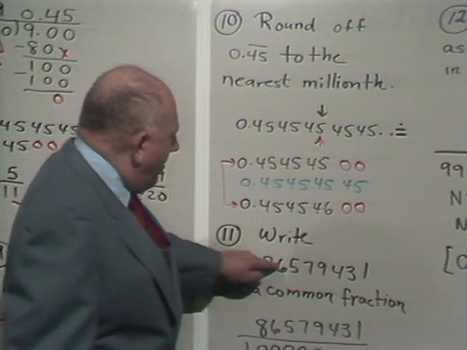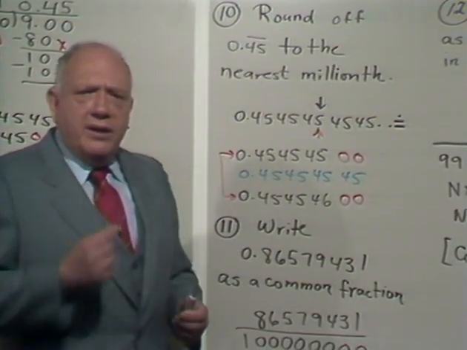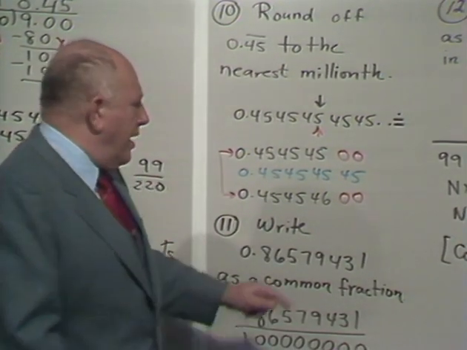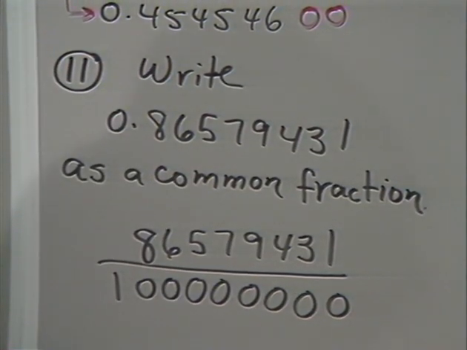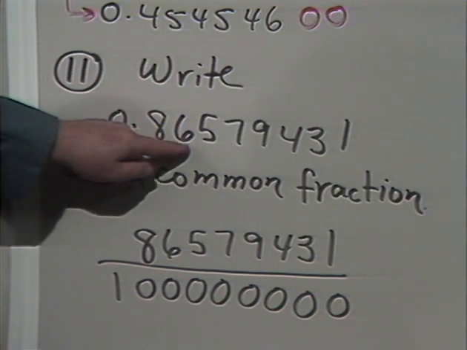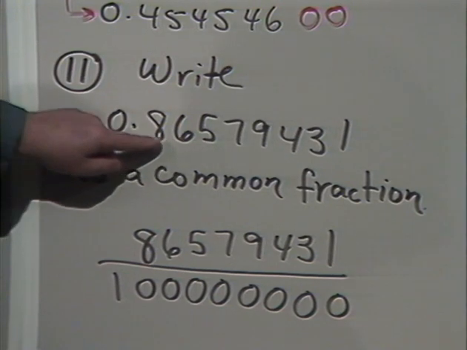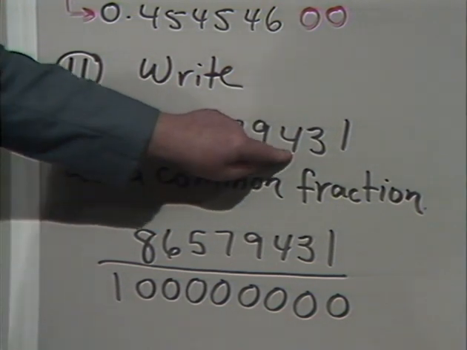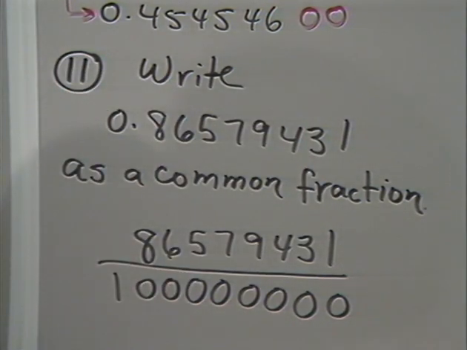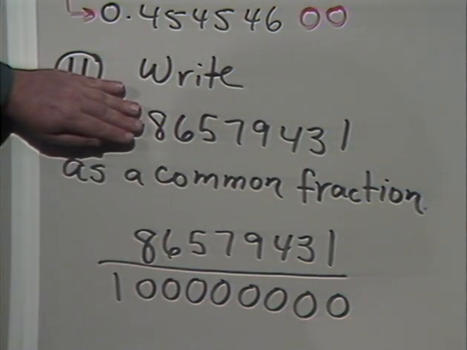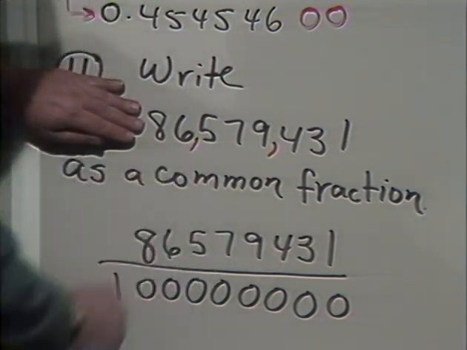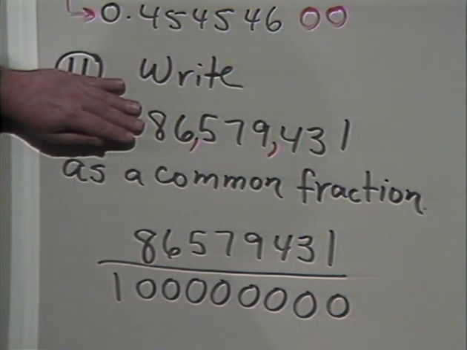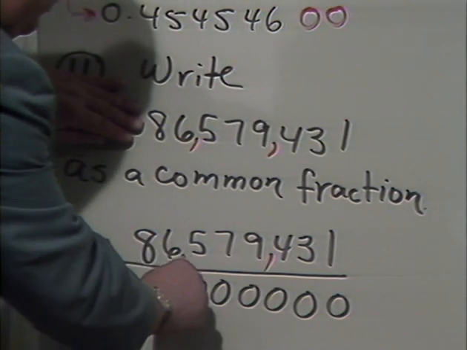And you see, no matter how many digits there are, if there are 1 billion digits, here's the interesting point here. As long as this thing comes to an end, I can always write it as a common fraction with no trouble at all. Like, take this number over here. I say, write 0.86579431 as a common fraction. Well, without the decimal point, what would I see over here? I would see 86,579,431. So I write that down.